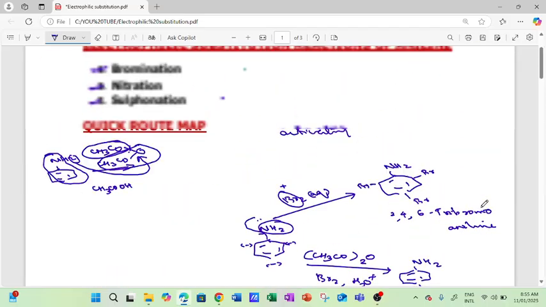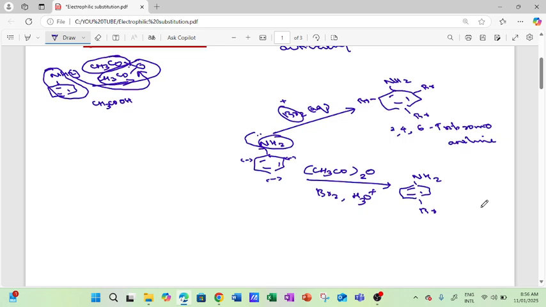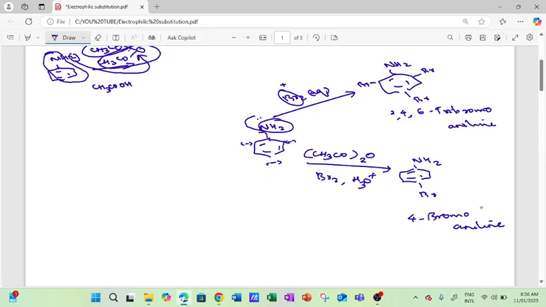So again, I'm moving into the route map. Here, aniline changes to 4-bromoaniline. In the previous reaction, I said it's 2,4,6-tribromoaniline. This is 4-bromo or para-bromoaniline. Now, again, aniline. Do nitration. For nitration, they use strong acid medium, which is concentrated nitric acid and concentrated sulfuric acid, H2SO4 and HNO3.